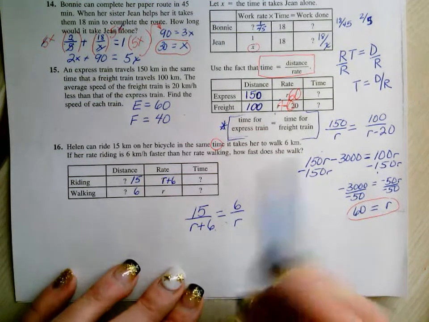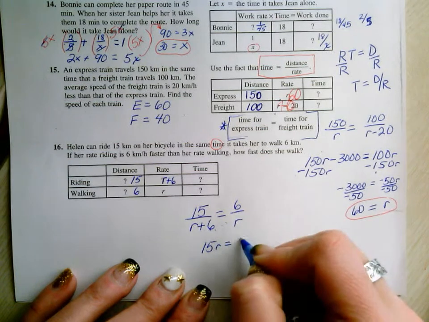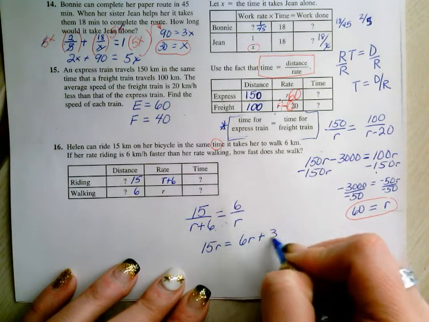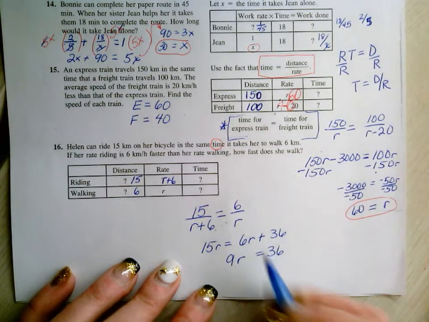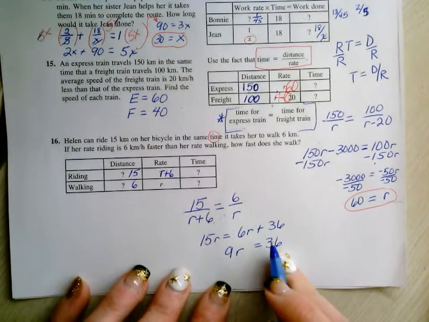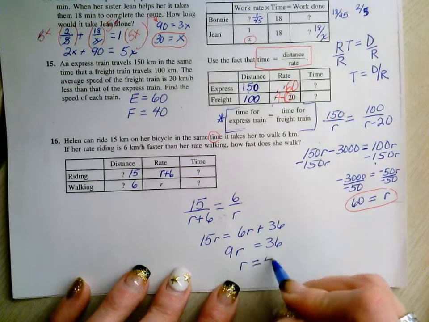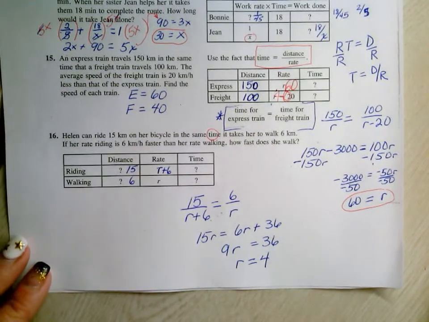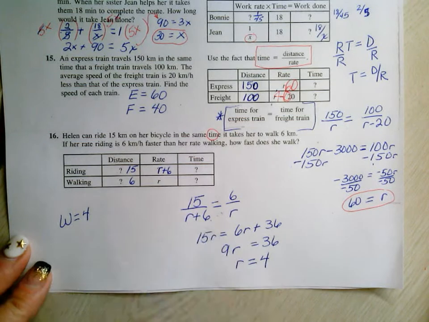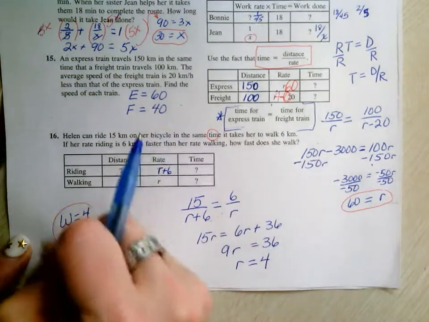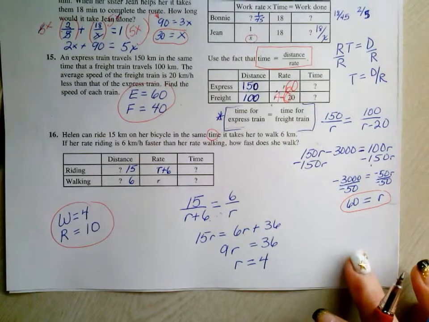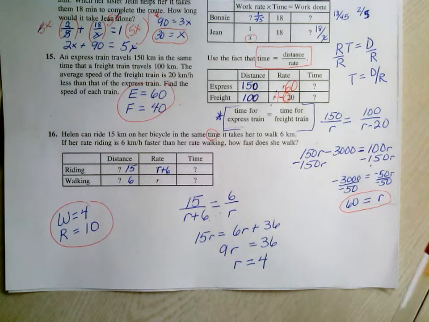So now I have 15R equals 6R plus 36. 9R is 36, right? I subtracted 6. If I did my arithmetic correctly, I came up with 9. R is 4. So that must be her walking rate, right? If W is 4, then I could say that riding is 10. They actually only ask for walking. Aren't these fun? Said no one ever? These are difficult. I am fully aware of that.